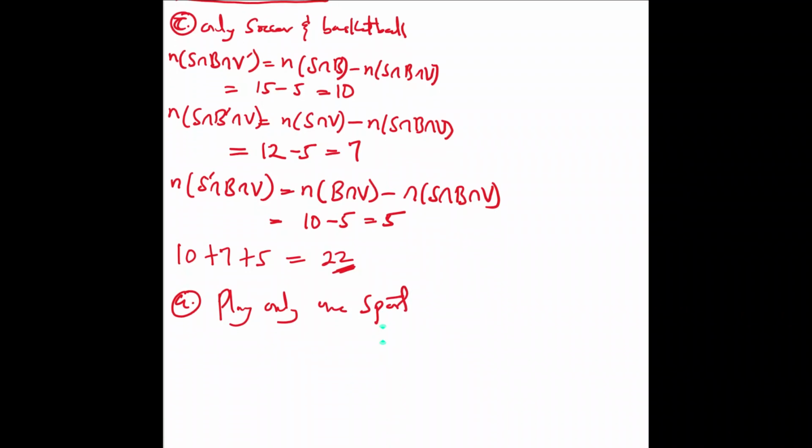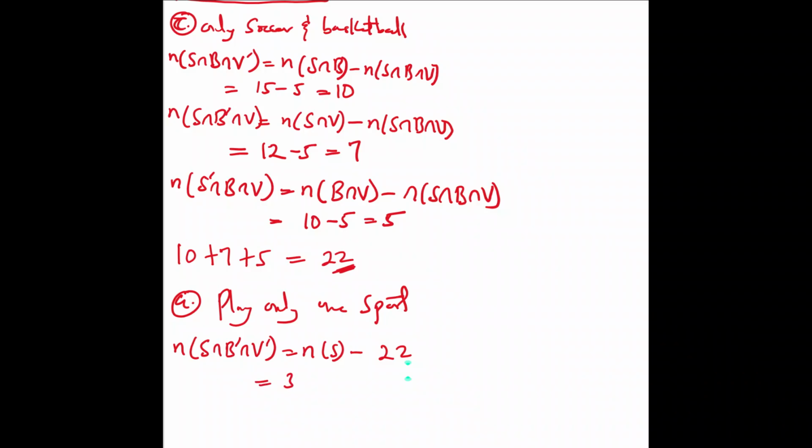So for only one sport, let's do only soccer now. For only soccer, the notation is S intersection B prime intersection V prime, which equals the number of students who play soccer minus the number of students who play exactly 2 sports. That will be minus 22, because that's the answer we have here.